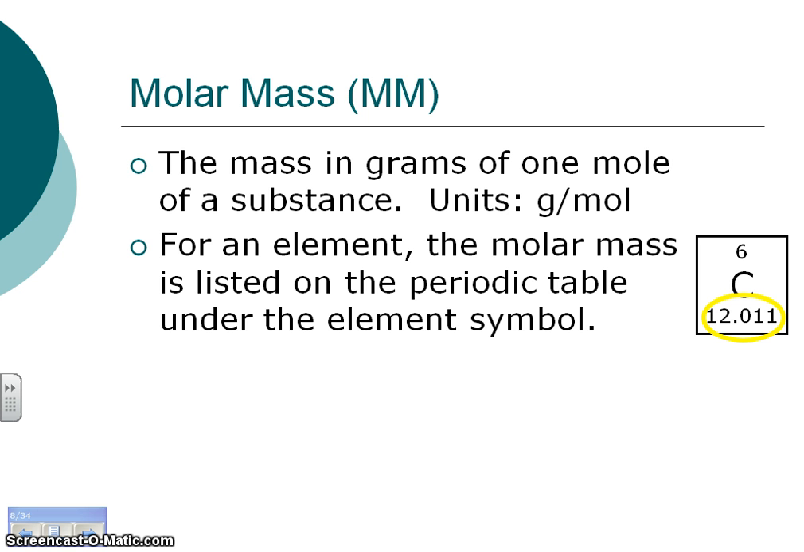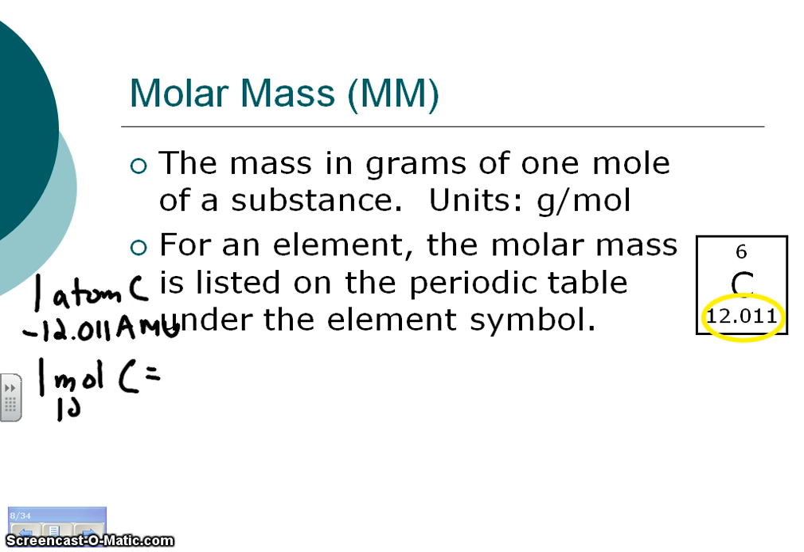Now if we look here for carbon, the molar mass is the lower decimal number. We've learned previously that the average atomic mass for one atom of carbon was 12.011 AMU. Well, now we know that the molar mass for 1 mole of carbon is going to equal 12.011 grams. So the molar mass for every element is going to be different.